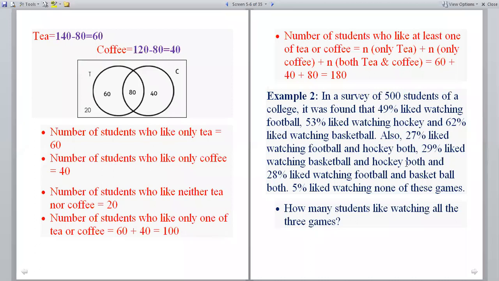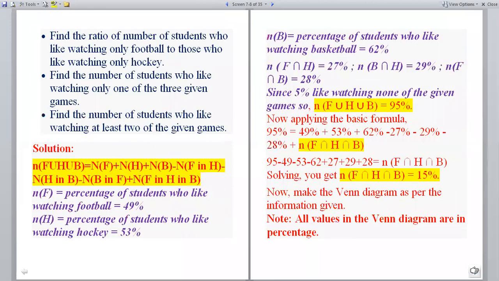Okay. Now we will try to solve this question. They have asked 4 to 5 questions. We will try to solve this question with the help of a diagram. First of all, there is one composite formula that involves 3 events: F for football, H for hockey, and B for basketball. So the number of elements of F union H union B would be N of F plus N of H plus N of B minus N of F intersection H minus N of H intersection B minus N of B intersection F plus N of F intersection H intersection B.